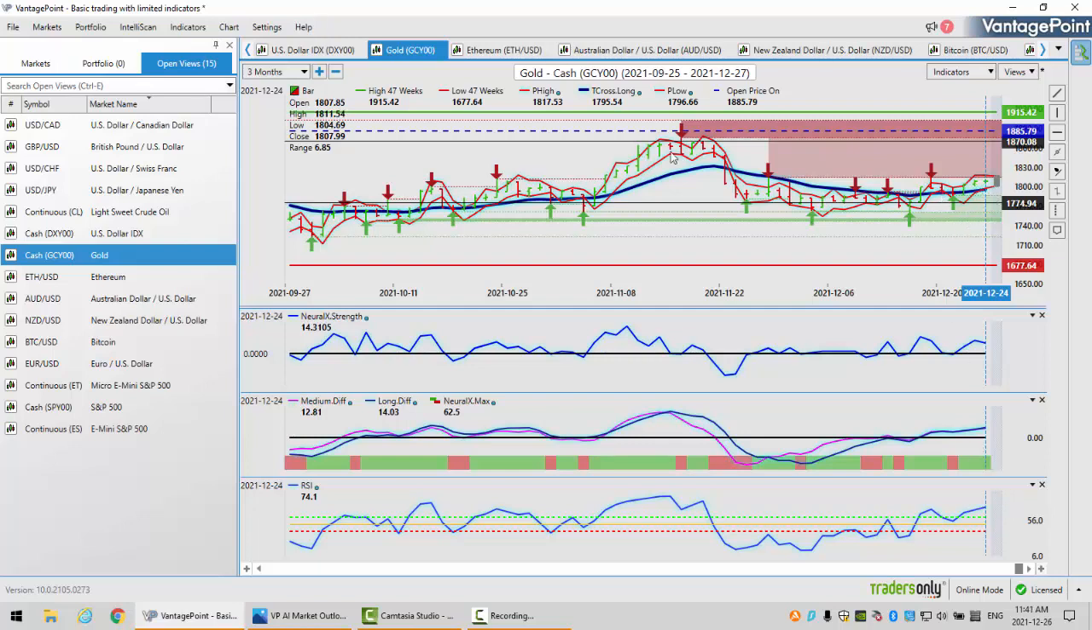Our key support level into next week's trading, our T-cross long, 1795. That's where we would look to buy. We've got our predicted low for Monday or Tuesday. I would argue Tuesday. Monday, for the most part, is a holiday. That predicted low is coming in at 1800. So as long as we're staying above 1795, everything looks good for the upside on gold.